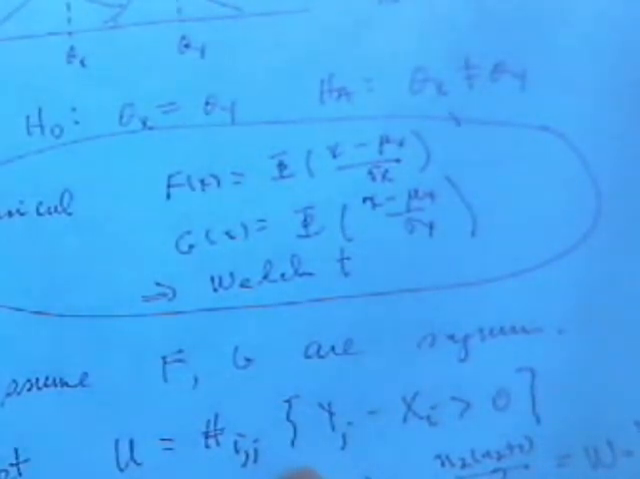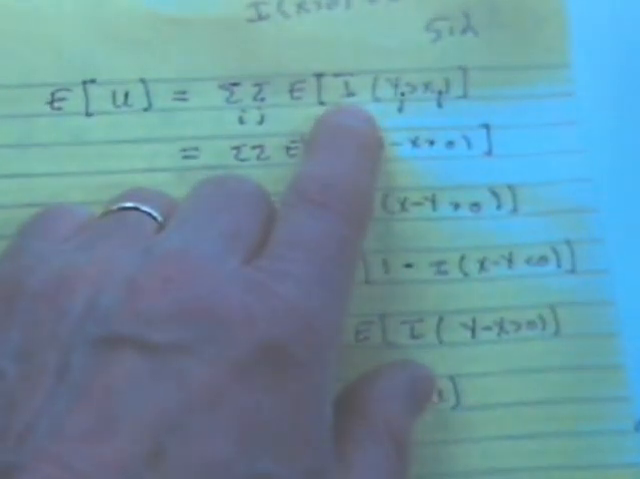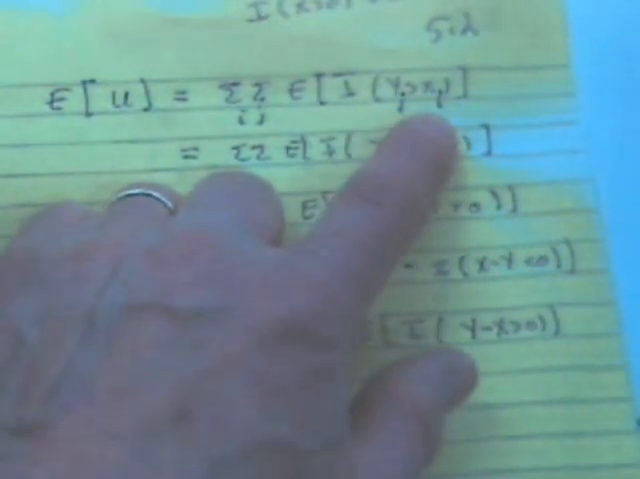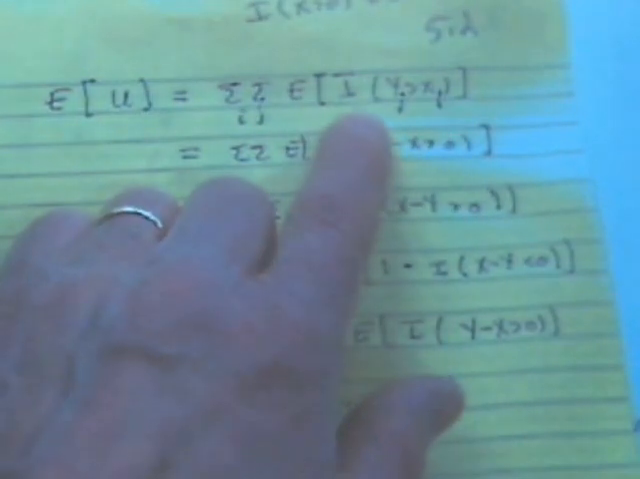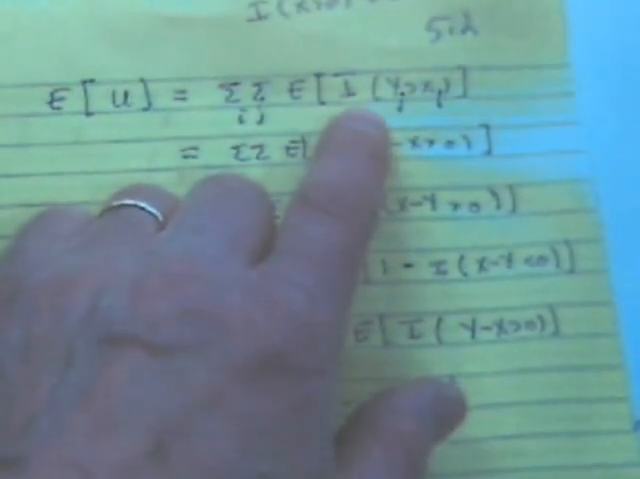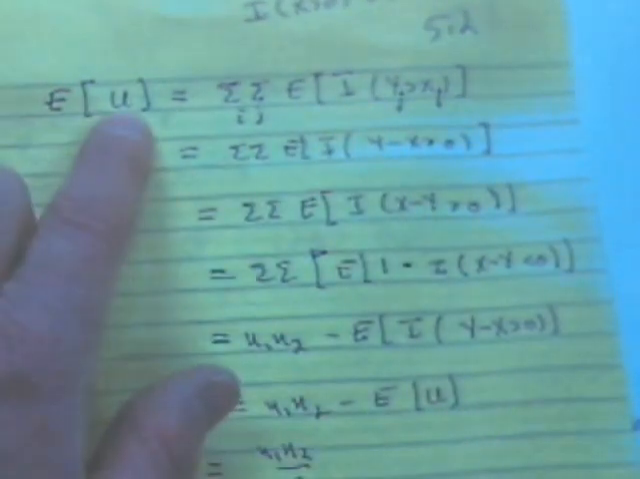Well, there's a hard way of doing this, and that is you just look at each pair, and if this is true, you add 1. If it's not true, you add 0. Well, then if you add all those things up, you will get U, right? And that's all this says. This will be 1 if Yj is greater than that side, and it's 0 if it's not. So if I add all those up, I'll get U.